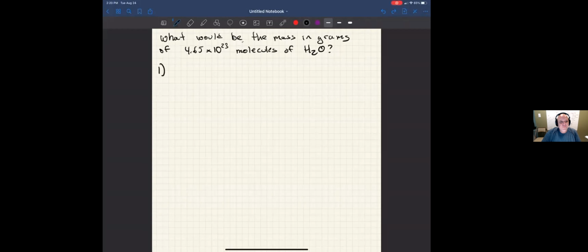Okay, guys, this next problem asks the question, what would be the mass in grams of 4.65 times 10 to the 23rd molecules of water? So I'm going to organize the problem in the same way that I always do.